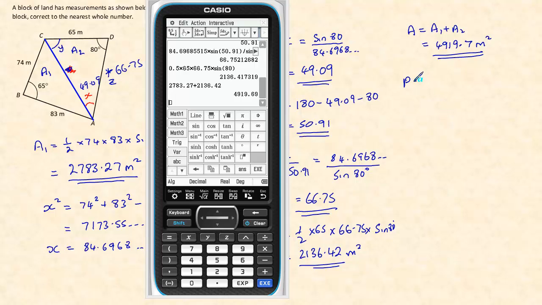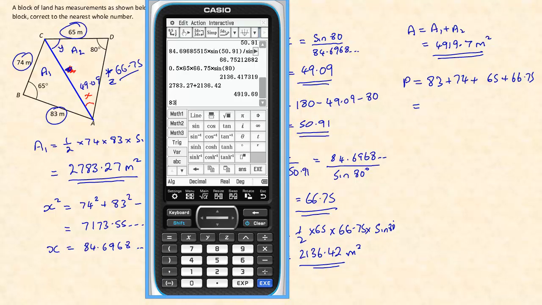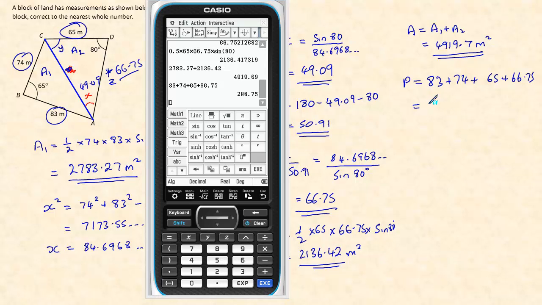And then the perimeter is just going to be all of the sides added up. So we were given 3 of them to start with, and then we calculated this one. So that's going to be 83, add 74, add 65, add the 66.75, and that gives me 288.75 meters.